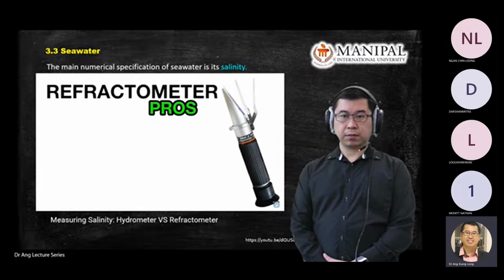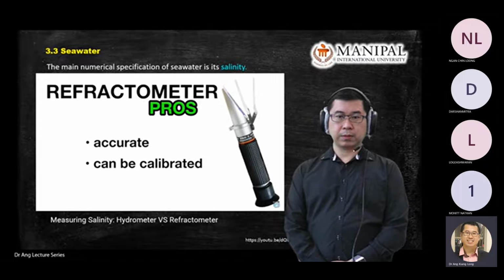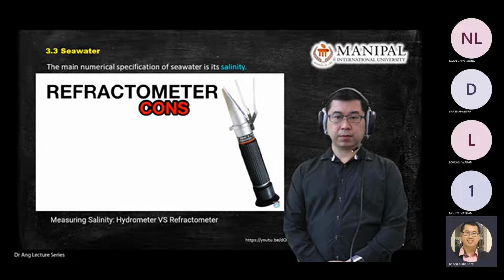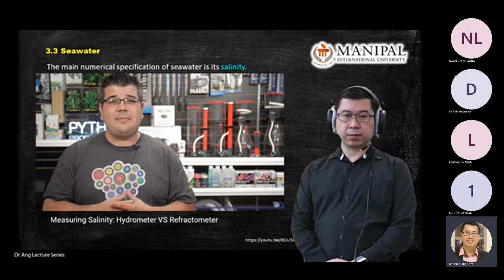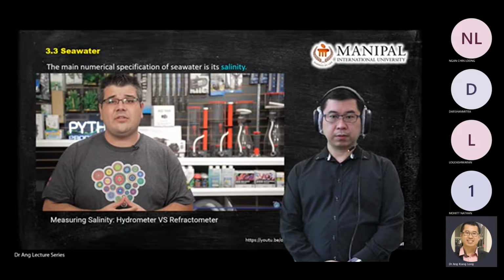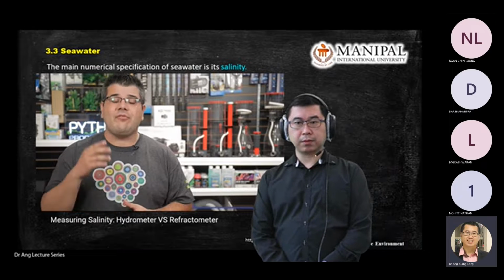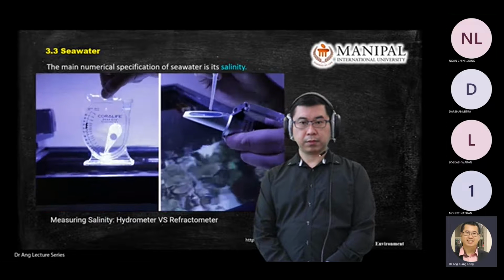What are the refractometer pros? Refractometers are accurate, able to be calibrated, and your hands will not get wet. Cons? The price. I only use refractometers. They're a little bit more expensive, but they do pay for themselves in the long run, with the capabilities of being able to be recalibrated and providing you an accurate reading every single time. So there you have it.